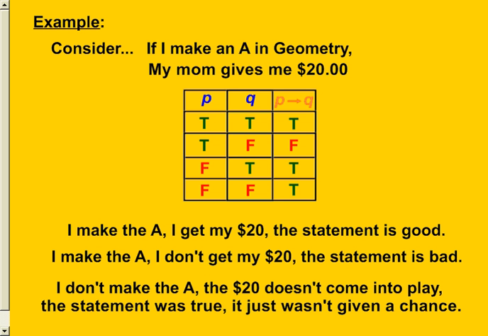So the statement really doesn't have an opportunity ever to become false because we never did what we should have done to get it into motion in the first place. So that is how come the statement on the implication for that is considered to be true. You didn't make the A, so the $20 does not come into play. The statement was, or at least had the possibility of being true. It just wasn't given the chance to develop the way it should have.